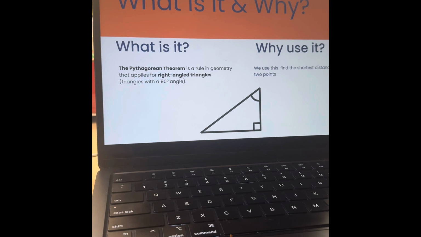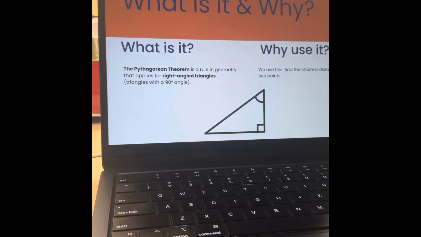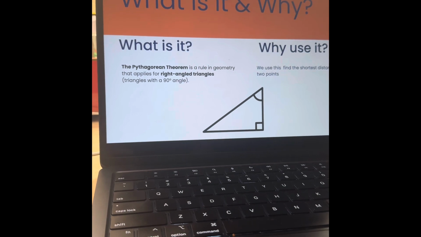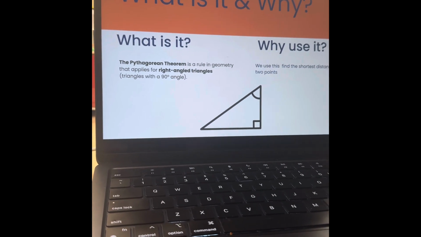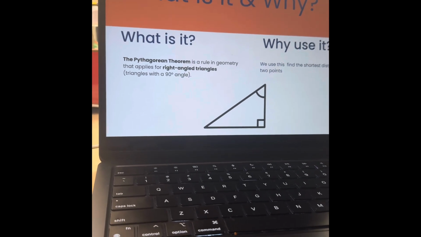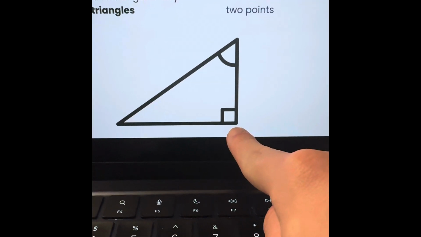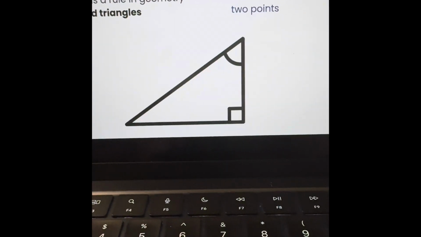What is it and why? What is it? The Pythagorean theorem is a rule in geometry that applies to right-angled triangles. Right-angled triangles are triangles with a 90-degree angle. Typically, the little box here is what indicates a right angle in a triangle.